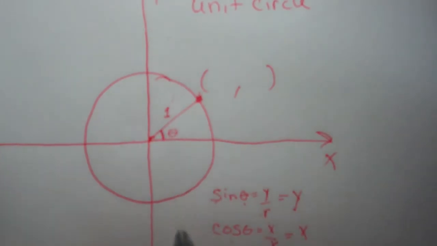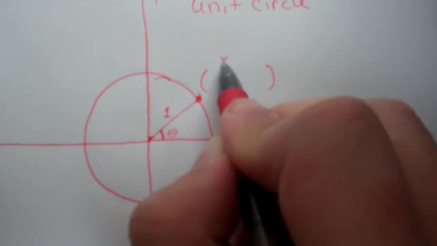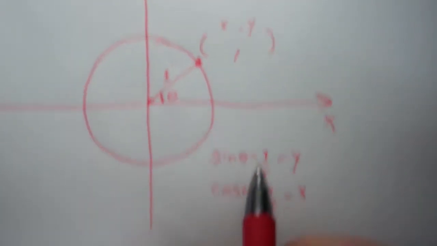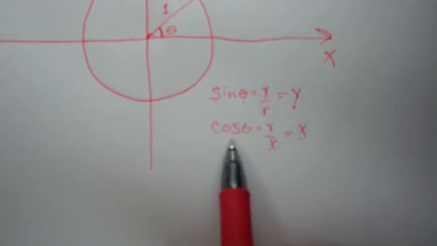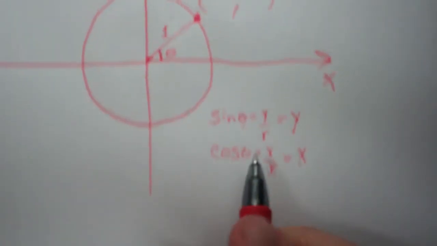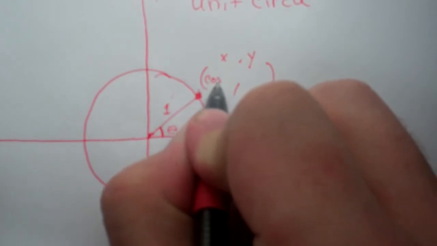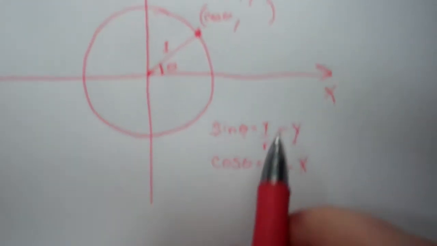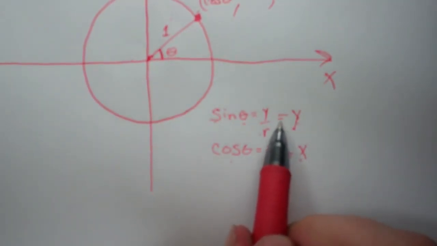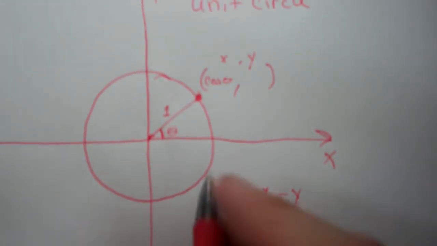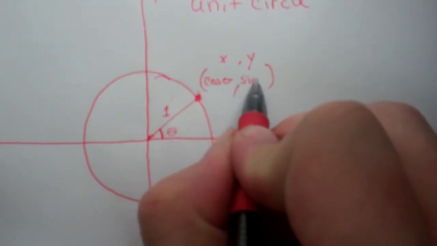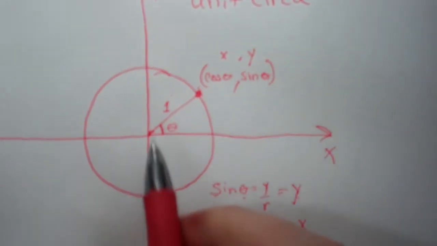But look, this point has the coordinates x, y. What is x equal to? X is equal to the cosine of theta. So this coordinate is the cosine of theta. What is y equal to? Y is equal to the sine of theta. And so the coordinates of this point are the cosine of theta and the sine of theta.